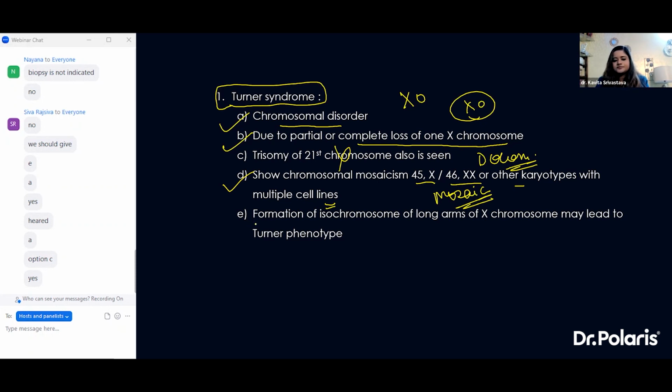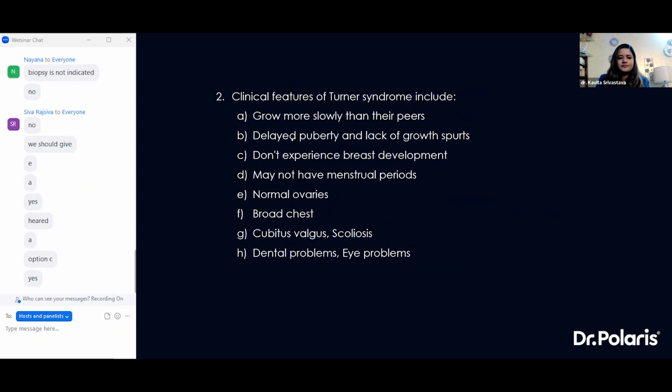Is there formation of isochromosomes of the long arm of the X chromosome which can result into Turner phenotype? Definitely. So the formation of isochromosome is going to happen, which can result into affecting of the X chromosome resulting into Turner phenotype. So they can clinically present with features of Turner syndrome. So all of these are right except trisomy 21, which is a classical feature of Down syndrome. Okay, next important question. Clinical feature of Turner syndrome includes which of the following? So what are the important things that we see in Turner syndrome?